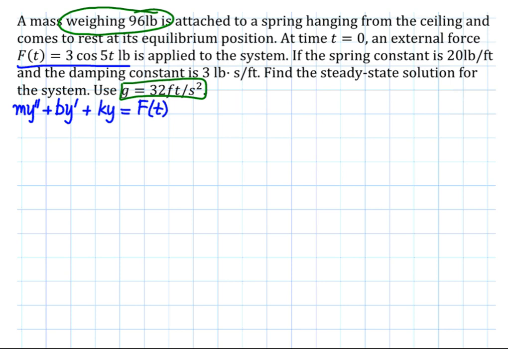So we put everything into the equation that we have. So we should have 3 times the second derivative. And the damping factor is also 3, plus the spring constant. The damping factor is 3 and the spring constant is 20. The input function, the external force, is 3 cosine of 5t. So that is the equation.